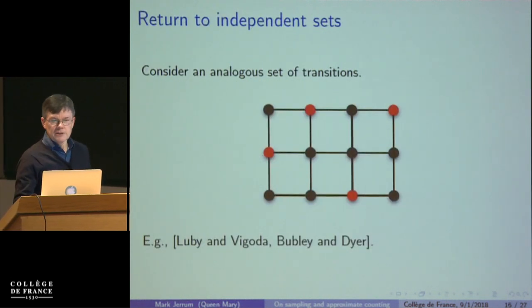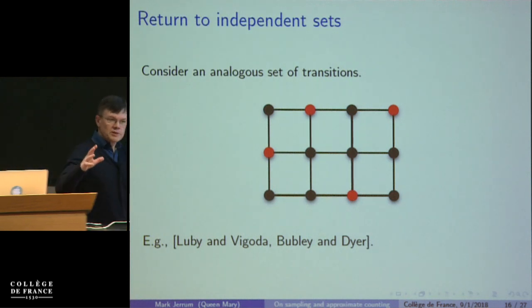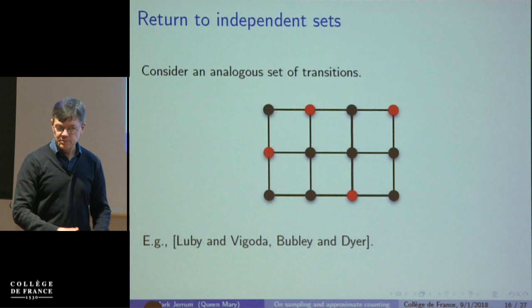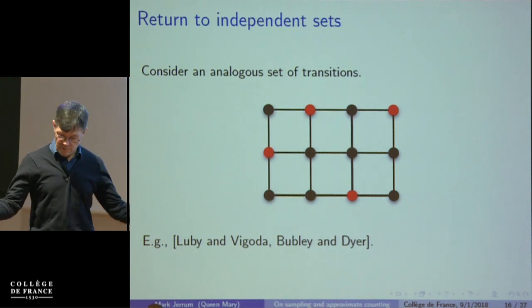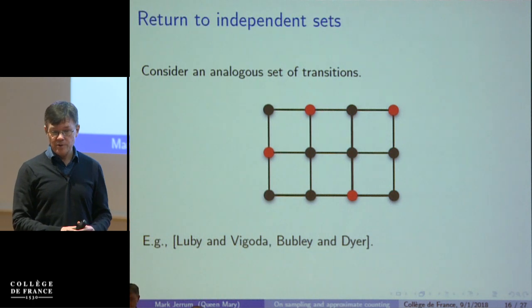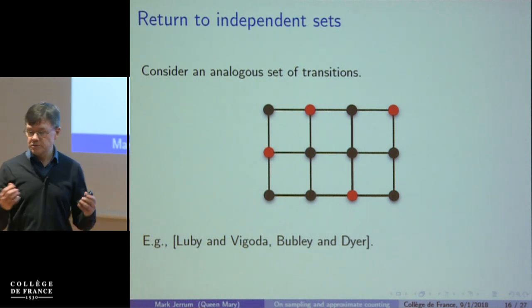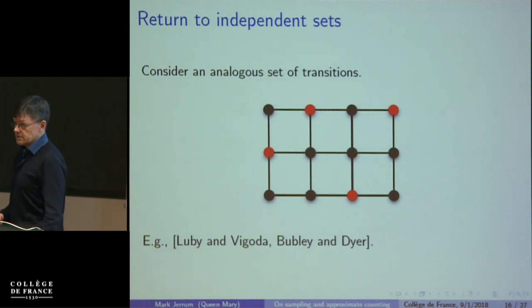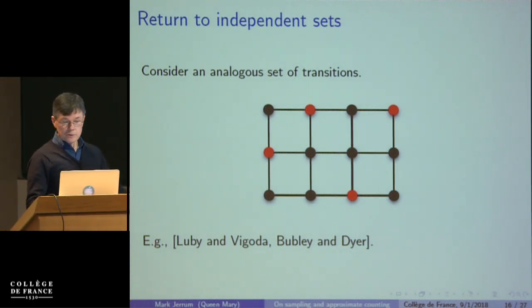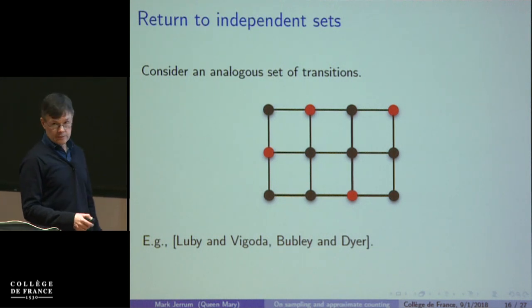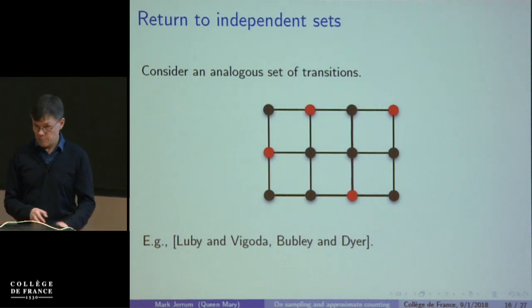So let's go back. That's one example which is good for us, because the obvious Markov chain, or random walk, that we set up indeed converged to equilibrium rapidly, and we could use that for sampling. So we could try the same thing for independent sets, and it was looked at first by Luby and Vigoda, and later improved results were obtained by Bubley and Dyer.